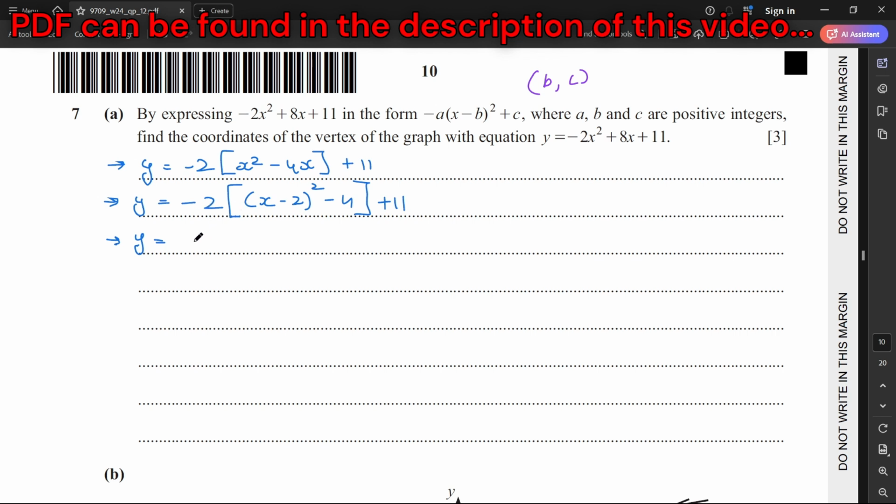Now I simply need to multiply my minus 2 inside this bracket, so it's going to become minus 2 into x minus 2 square. And then this is positive 8 plus 11 is 19.